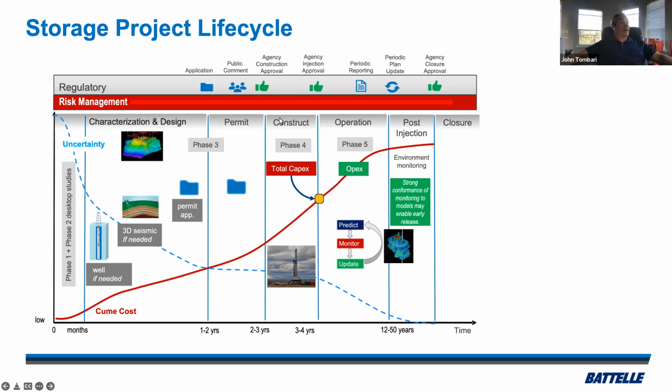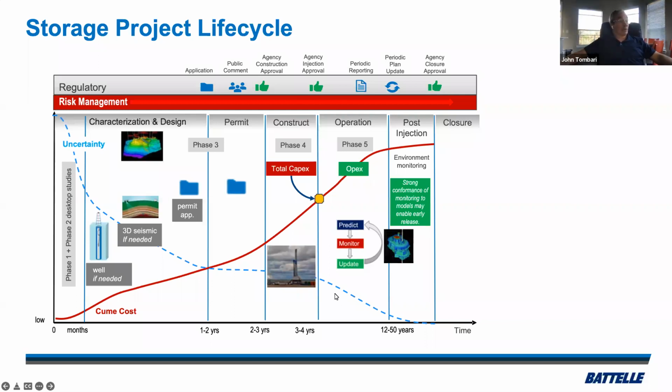Then we get to a permit to construct, and now we simply have to construct what we said we were going to build in the permit. At this point in time, the Capex jumps up because now we're adding wells, injector wells, monitoring wells, and installing the rest of the monitoring equipment that we said we were going to install. We then go back to the regulator and ask for approval to inject. Once we get that, we're in an operational phase.